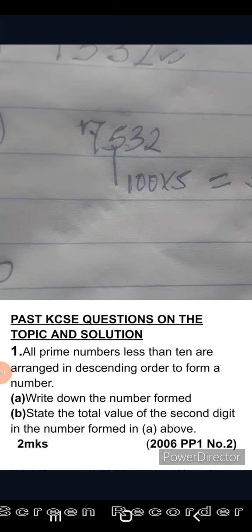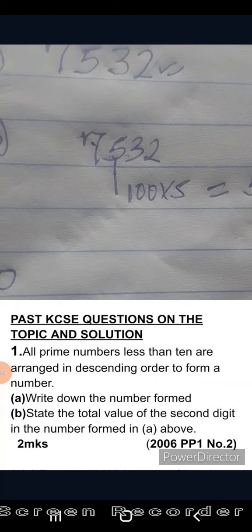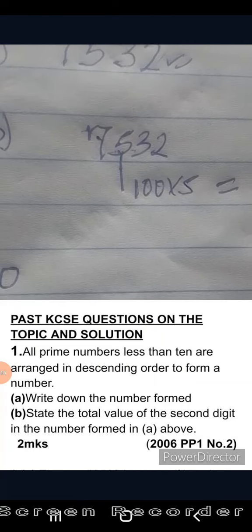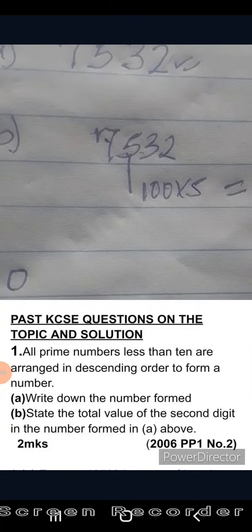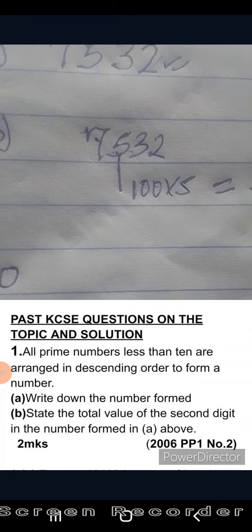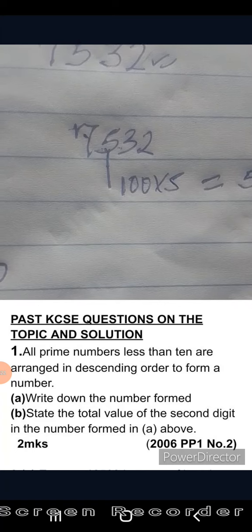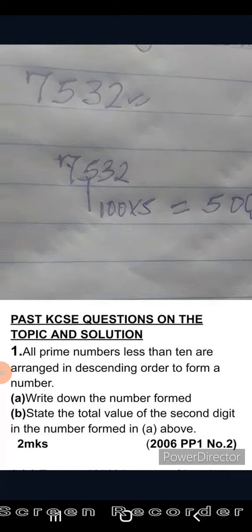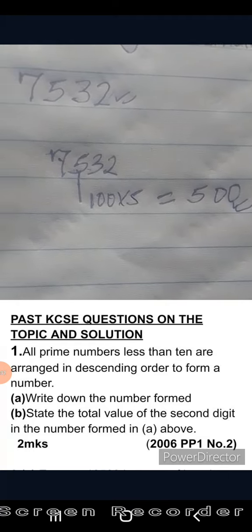You must know that the second digit you start from left, not from right. The second digit is, the first digit we have 7, second is 5. Not 2, not 3. 2 is the fourth digit, 3 is the third digit. So, you take the place value of 5, that is ones, tens, hundreds, times 5, you get 500. That is the answer of the second part of question 1.